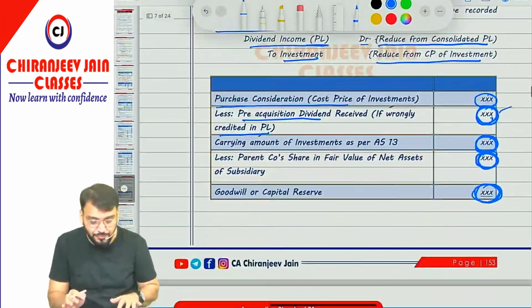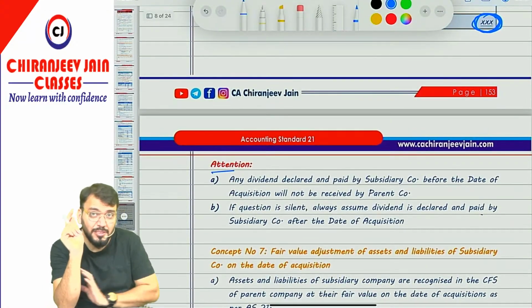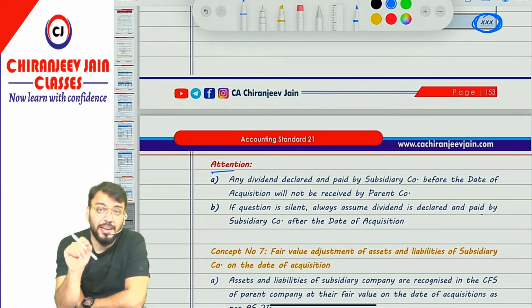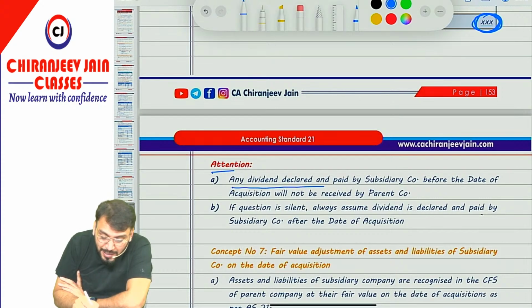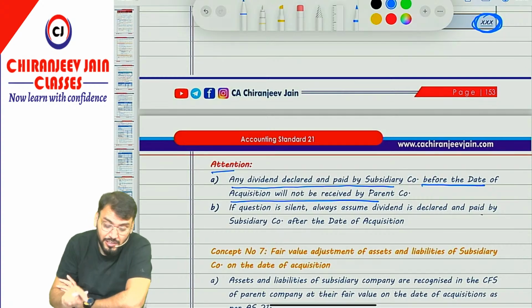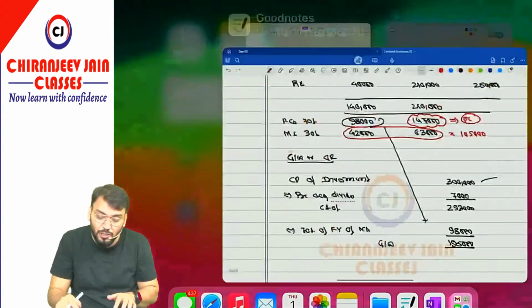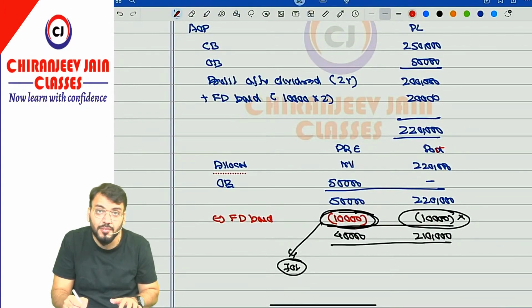Dividend received? Yes, sir. Now, only one point needs attention: if dividend is declared before the date of acquisition, be careful. However, this particular point is not given in the question. So if dividend is declared and paid by the subsidiary company before the date of acquisition, then it will not be received by the parent company. Don't do any journal entry for pre-acquisition dividend received. Correct? Means AOP will do minus 10,000.